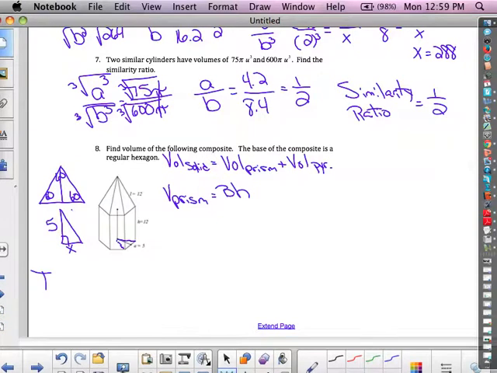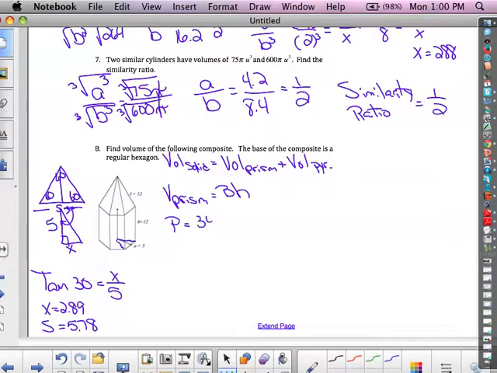Okay, so tangent of 30 is equal to x over 5. So 5 times tangent of 30 gives you x. So x is equal to 2.89. Remember, x is only half the side length, so you have to double that to get the side length at 5.78. Then you'll have the perimeter, which is equal to 34.68. So now the volume of the prism, come down here, volume of that prism is equal to the area of the base, 34.68, times the height, which is 12.